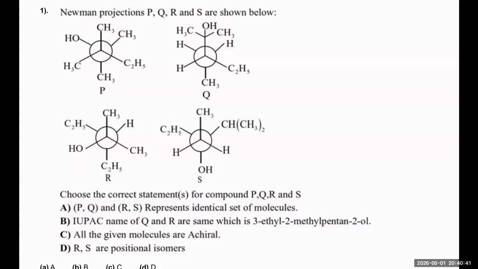And I'll discuss all the important questions which are essential from this first cumulative test. Check out the Newman projections of P, Q, R, S being shown, and we need to identify the correct statements: whether P, Q, R, S represent identical sets or not, what is the IUPAC name of Q and R, whether all the given molecules are achiral or chiral, and lastly, whether R and S are positional isomers or not.